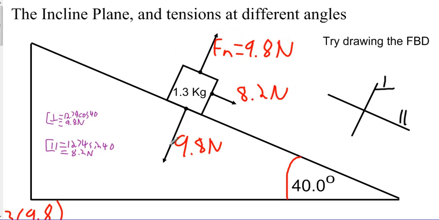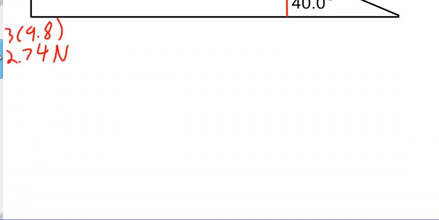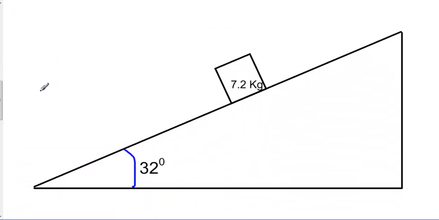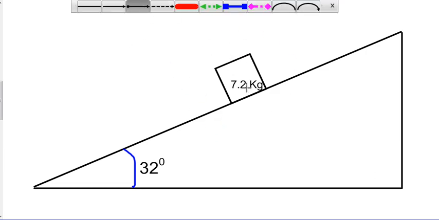Once you have your free body diagram set up and you have your parallel and perpendicular components, you can work these problems almost exactly like the prior problems that we've been working out. So see if you can form the free body diagram for this one. I'm going to put the answers on so you can check your work. If you want to, you can pause the video now.